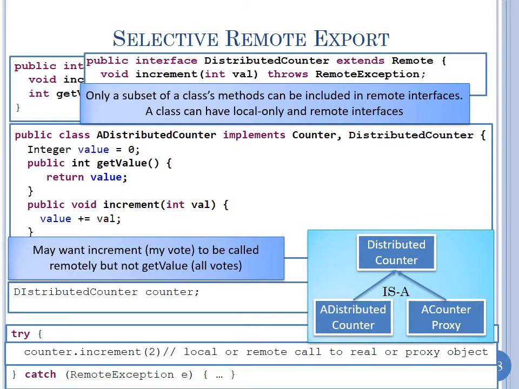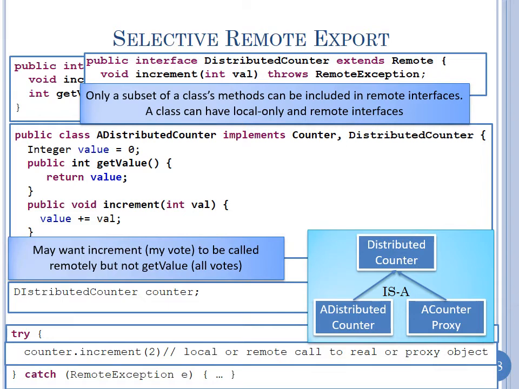So only a subset of a class's methods can be included in remote interfaces, which means a class can have local-only and remote interfaces. That is why I've kept Counter there. So a DistributedCounter implements Counter for the local people and implements DistributedCounter for the remote people. And even though we have methods with the same names in both interfaces, that is okay in Java.